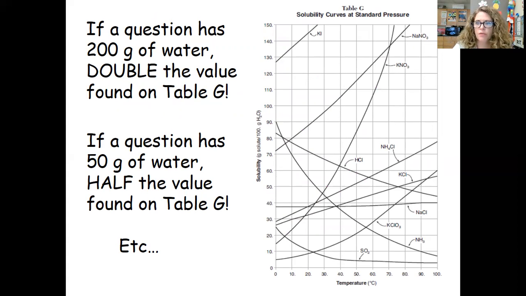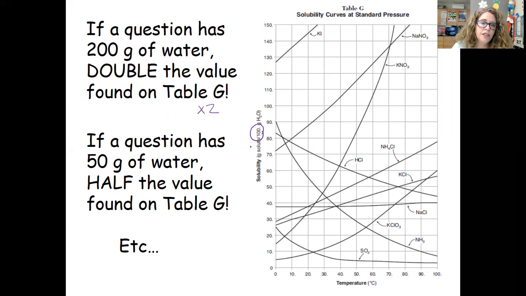Okay, so let's take a look at how we are going to use this whole reference Table G. Let me just move over there. If a question has 200 grams of water, remember I said 100 grams of water is our standard amount. That's basically comparing all of these substances in the same volume of water. We do need to have a control. But if I have double the amount of water, I can double the amount of solute. So whatever number I get on Table G, I would then multiply by 2.